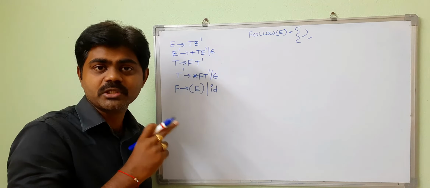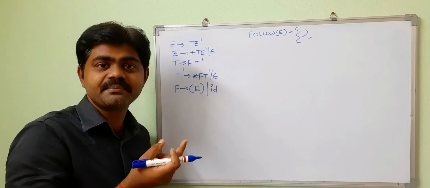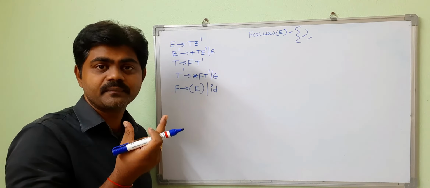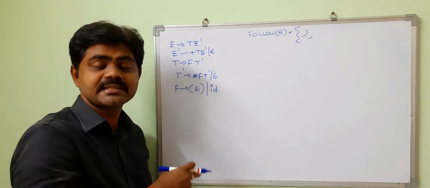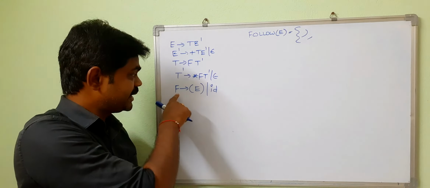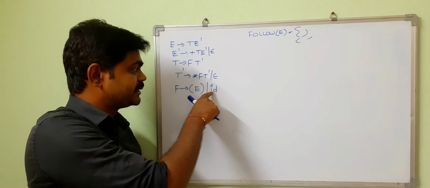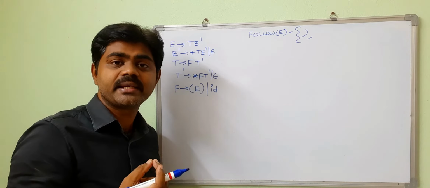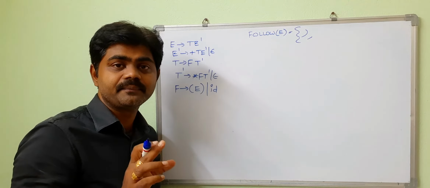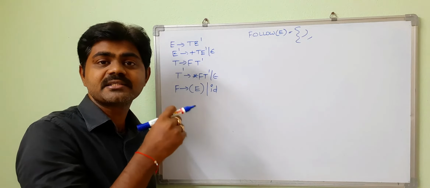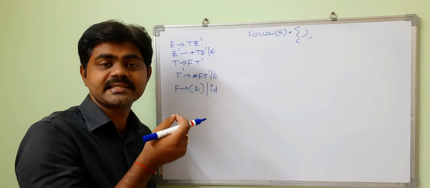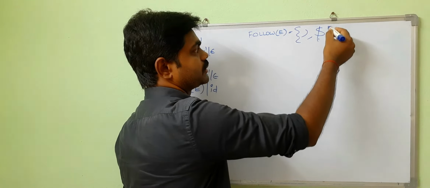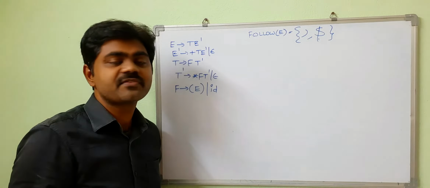I already discussed the rules for follow. So for the starting symbol we should add dollar. You can go through that rule, the first rule. So we got right parenthesis, and you should not write ID. Why? Because ID is entirely different. We should check what is the terminal which we are getting after capital E. So right parenthesis, and for the starting symbol we should add dollar. So right parenthesis comma dollar. So this is follow of E.